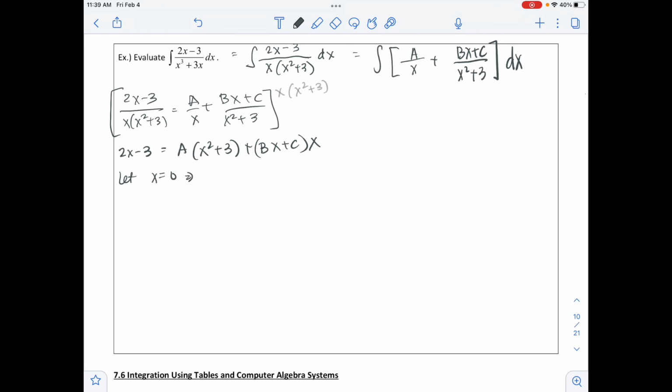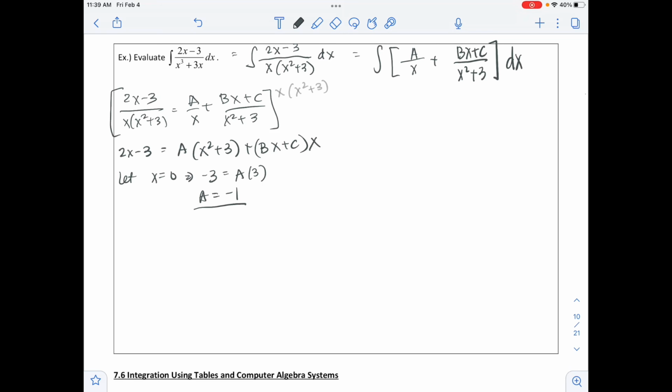So I'm going to let x equal 0. And when we do, we'd have 2 times 0 minus 3, or negative 3, equals A times 0 squared plus 3, which is just 3, plus 0. And so from here we get that A is equal to negative 1. I'm going to underline it so I can keep track of that. So now I need to determine also B and C.